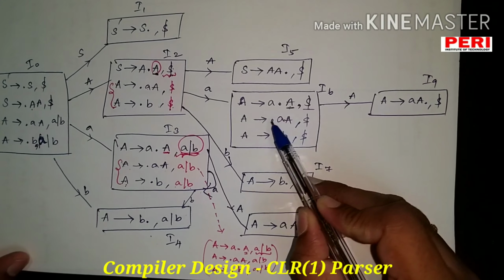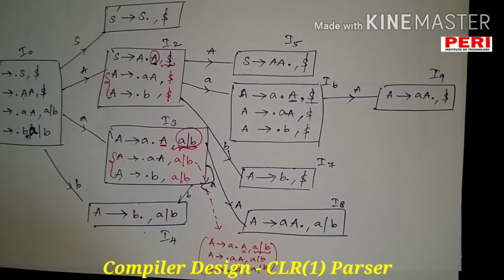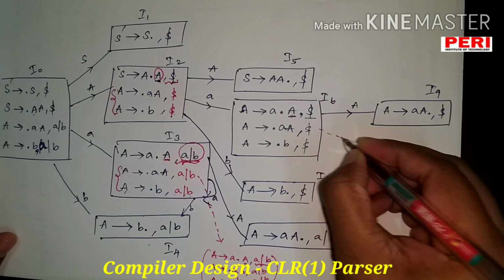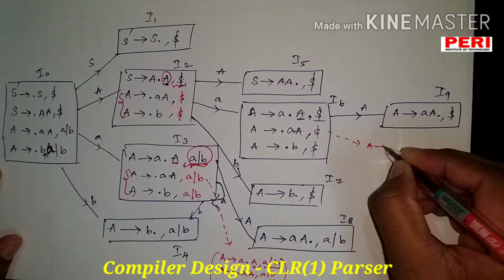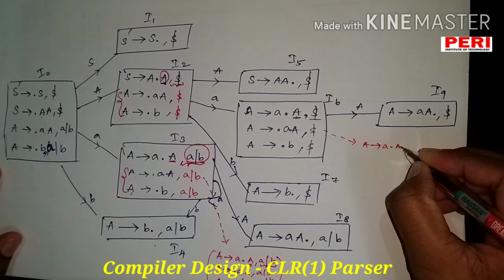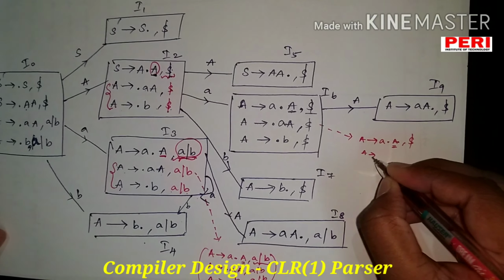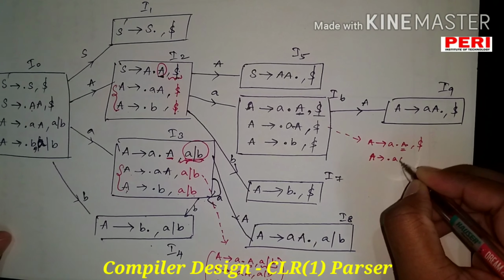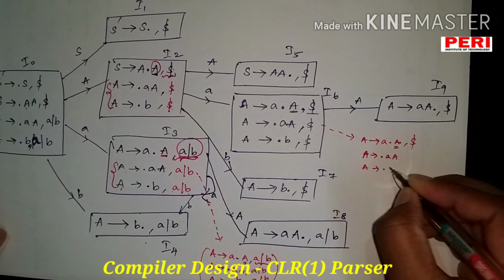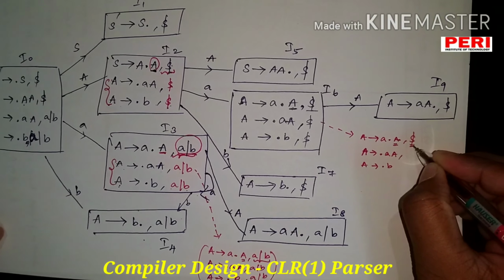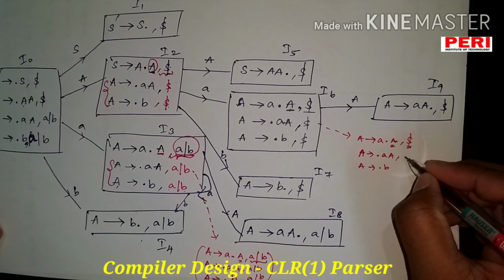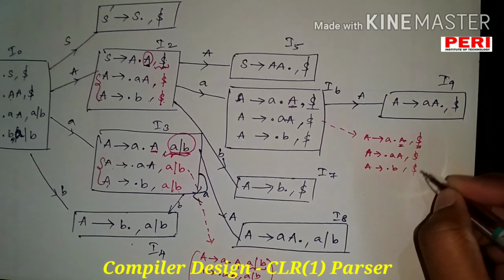Coming to the next production, if I work on this production, I'll show you, my answer will be A tends to A dot A, comma, dollar. And since A is followed by the dot symbol, I will be adding A's productions, which are A tends to dot AA and A tends to dot B. And since dollar is following this A, I will be adding dollar as look ahead for these two productions.